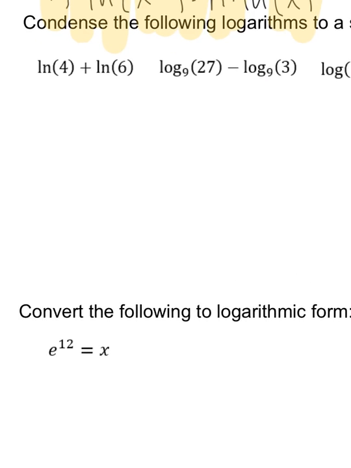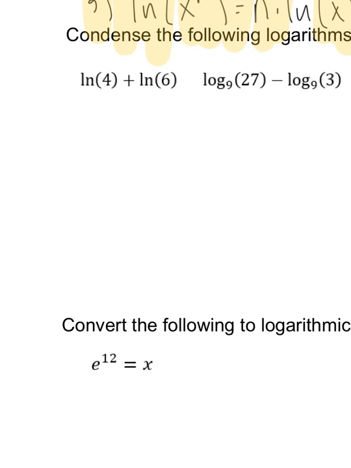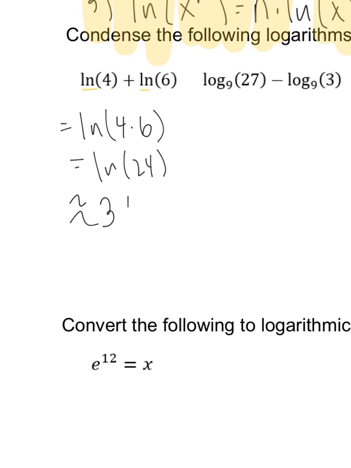With this first one, we have the natural log of 4 plus the natural log of 6. Because we have the same base, they're both base e, we can combine this into the natural log of 4 times 6, which is the natural log of 24. We could then plug that into our calculator and get an answer of about 3.178.